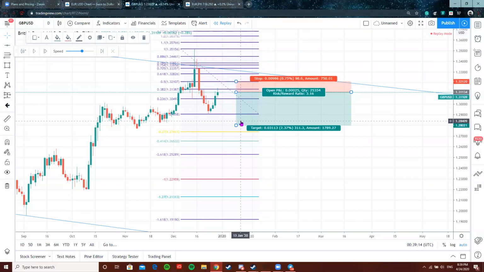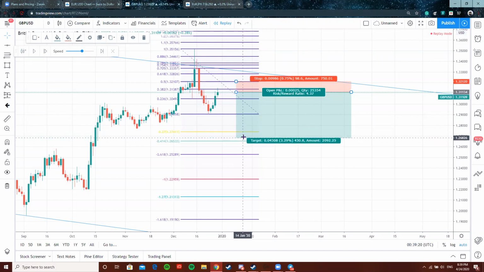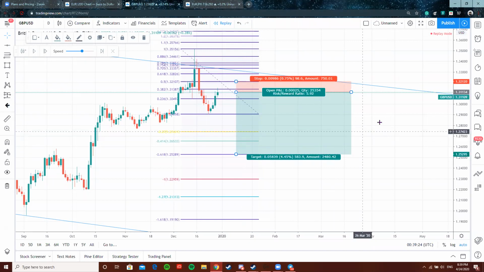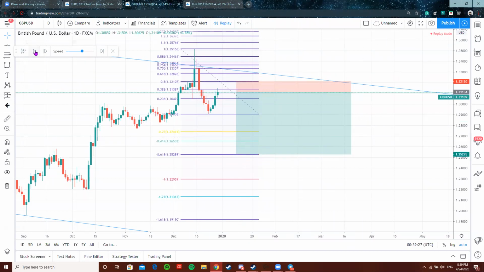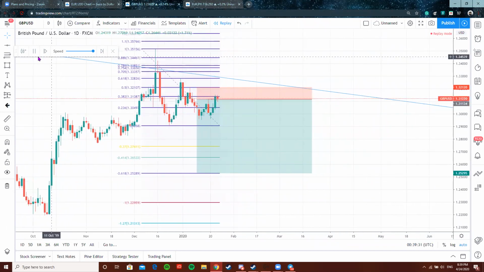Why not? And then from there, what's our first take profit? Our first take profit's right here, right? But I'm going to leave it out to my full take profit, which I always trade with TP3 in my head, right? And then we see what happens. Let's see what happens. Oh boy.